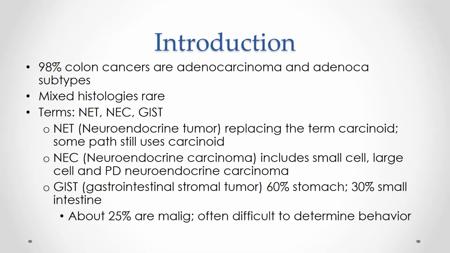The introduction goes on to tell us that 98% of colon cancers are adenocarcinoma and subtypes of adenocarcinoma. If you have a mixed histology, it will be rare. Also, you can see the terms listed here for neuroendocrine tumor or carcinoma or the GIST tumors. GIST are difficult to determine the behavior. A lot of times the pathologist is unable to decide if they are malignant or benign.